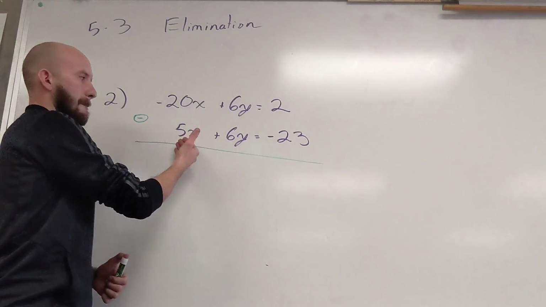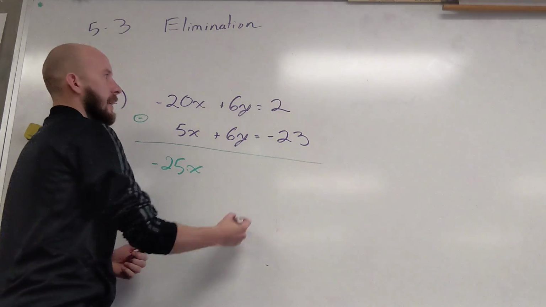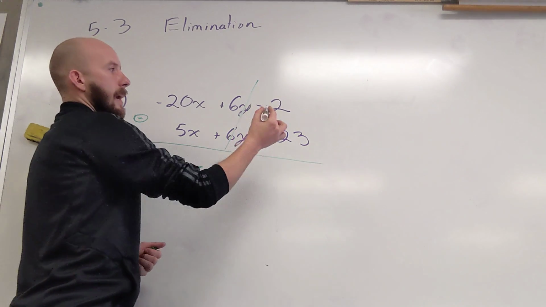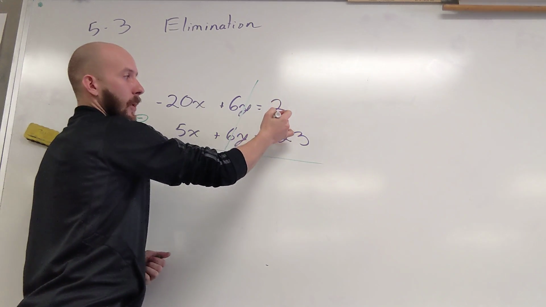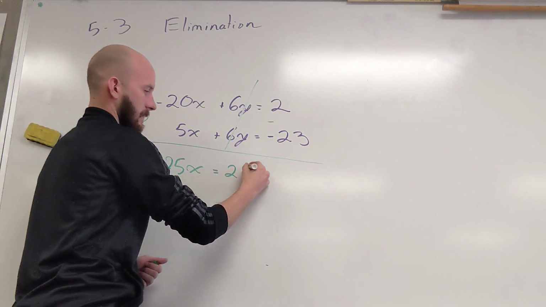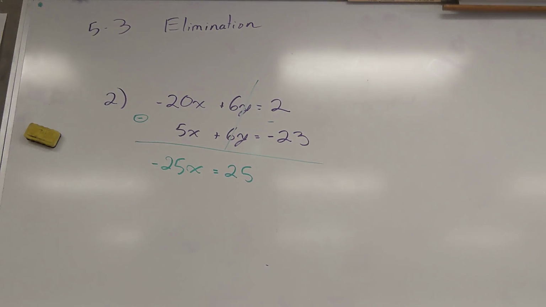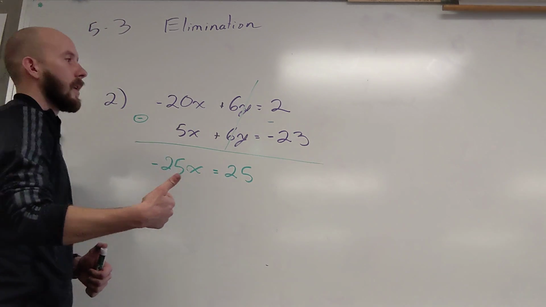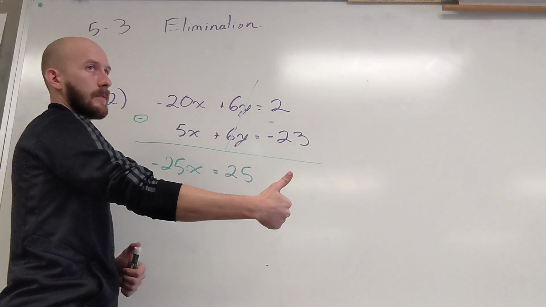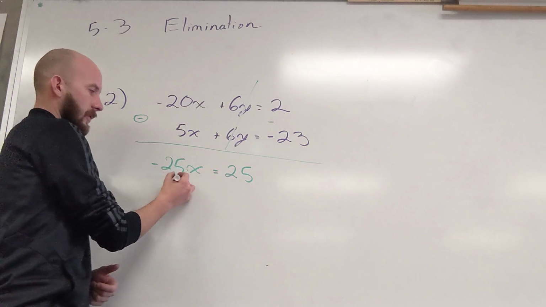So negative 20 minus 5 is negative 25, negative 25x. And if I take 6 minus 6, those cancel out. And you get plus 25. Be careful here because I'm taking 2 minus a negative, which becomes adding. Anytime you subtract a negative, it's the same as adding. The minus and the negative cancel, and it becomes like adding. So now just solve for x.